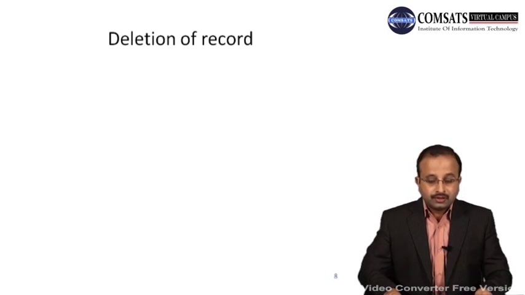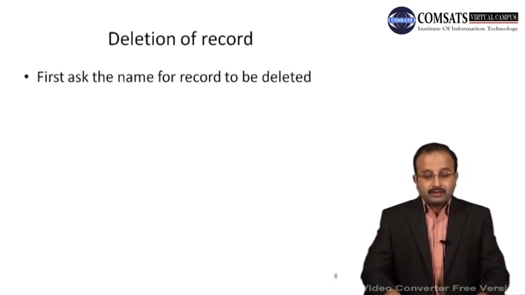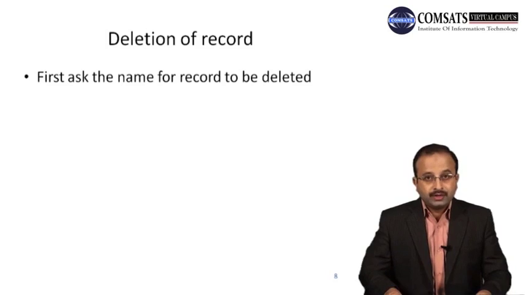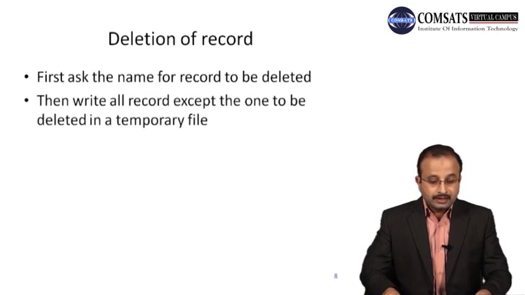Deletion of a record. So deletion is somehow interesting. First ask the name for the record to be deleted. So in this also the first step is the same: you have to first make sure that the file pointer points to the beginning of the file. Then you ask the user to input the name of the record you want to delete, and then write all records except the one to be deleted in a temporary file.